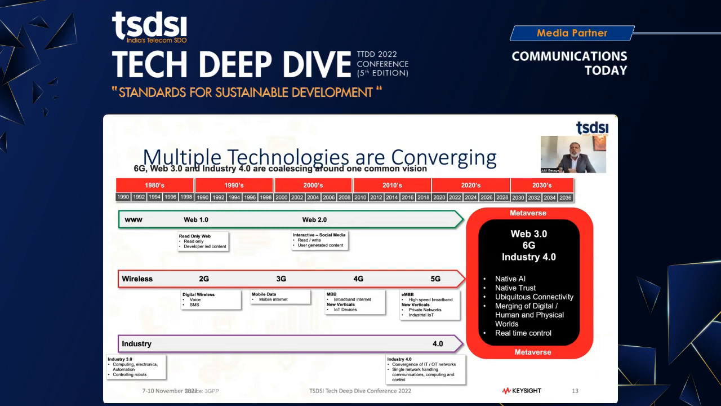As the web progresses to Web 3.0, we look at the goals of this technology. It is aligned with 6G. For example, native AI, native trust, ubiquitous connectivity, the merging of human and physical worlds, and in real time. It is clear that both of these technologies are working together towards a shared vision. The same is also true with Industry 4.0, which aligns with the advances being developed in 6G and the web. Some people are using the term metaverse to describe this.